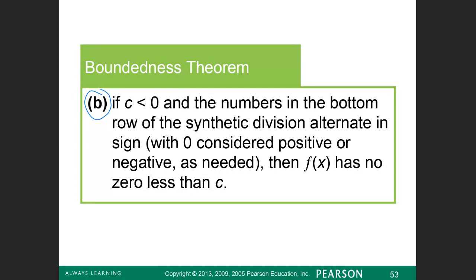Okay, so I want you to look at keywords here. If you have C less than 0, then you're going to see an alternate in signs. A 0 can be considered positive or negative, but you can mostly see plus minus, or minus plus, minus plus. So it should be alternating in signs. And with that, you will get no 0 less than the given C.